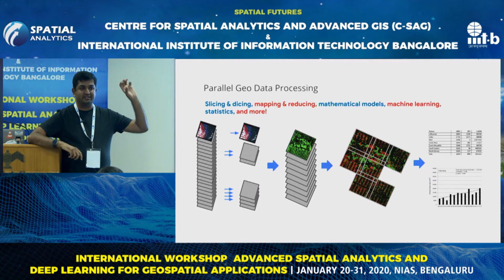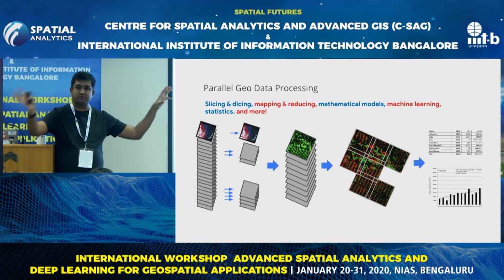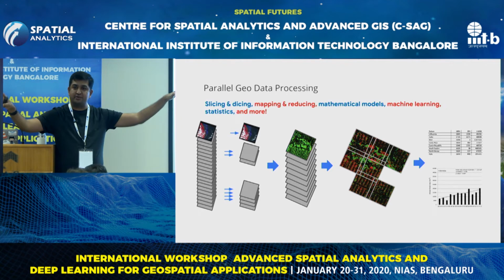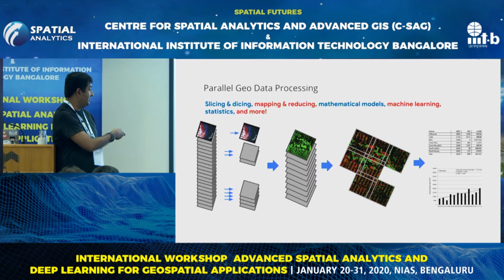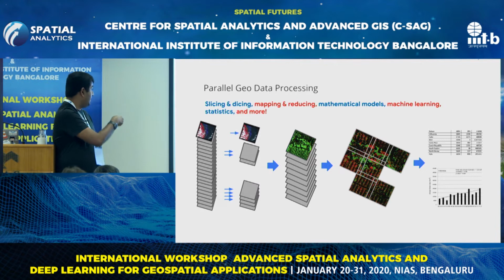All you say is, this is my collection of images or features. This is one function I want to apply to it. And you say, go and do it. The system will distribute all the computation, get your results together, and give you either, say, a mosaic, a table, or a chart. Right? So you can go from a collection of images to a chart using the system.